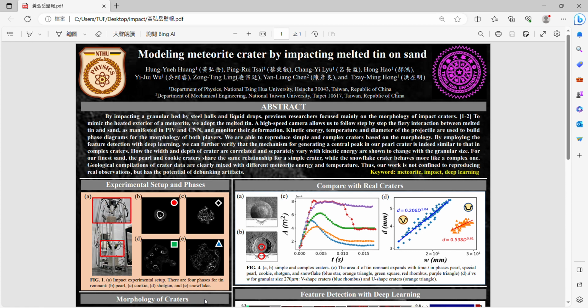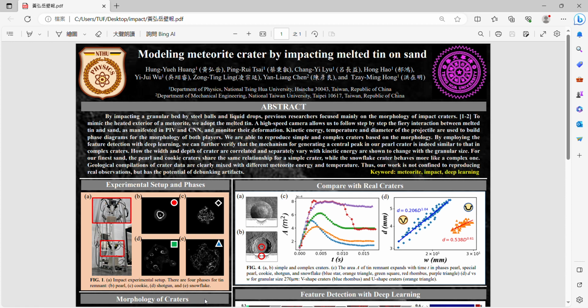Today's topic is modeling meteorite craters by impacting mutating on sand. As you know, the surface of a meteorite is extremely hot because the particles in our atmosphere rub the meteorite. As soon as the meteorite invades the Earth, it also rubs against the rock and grains on the surface of our family, the Earth. Due to this phenomenon, we adapted mutating impact on a granular bed to simulate this astronomical system.